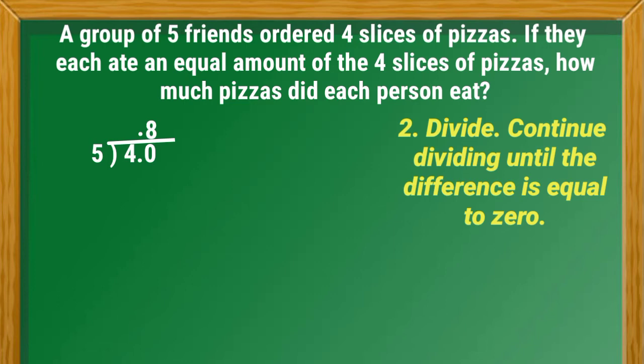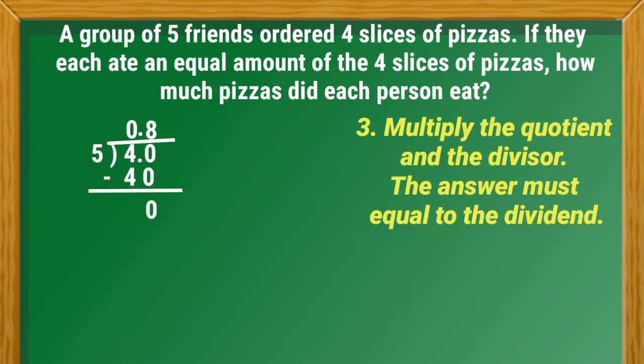So 8 times 5 is 40. And 40 minus 40 is 0. We have to put 0 before the decimal point in order to know that the number is less than 1. Step number 3. Multiply the quotient and the divisor in order to know if your answer is correct. And the answer must be equal to the dividend.